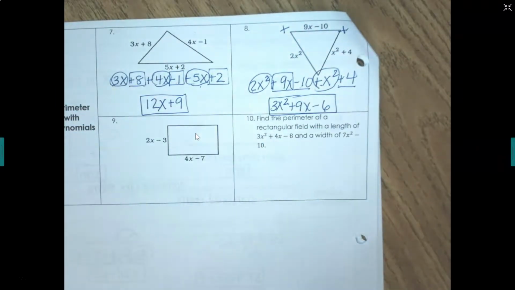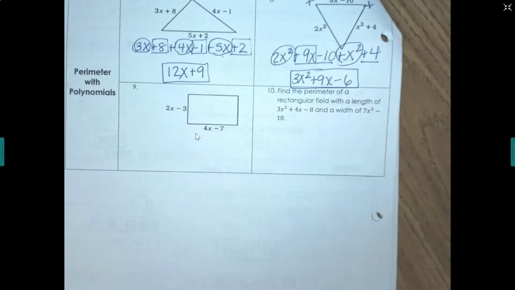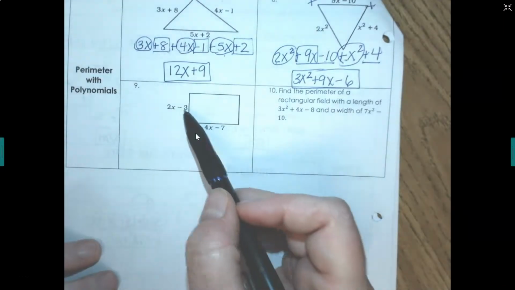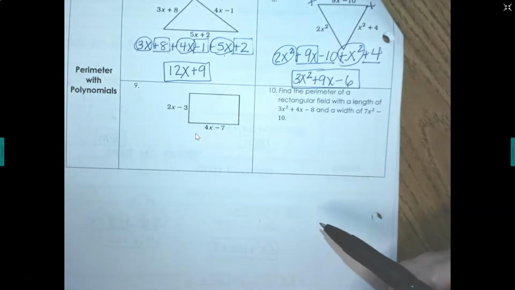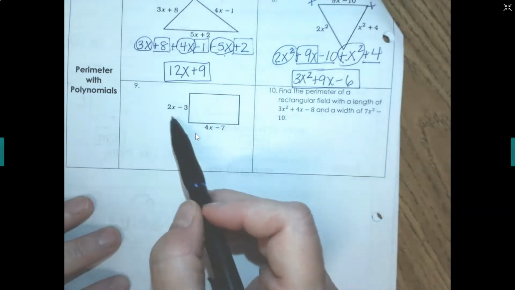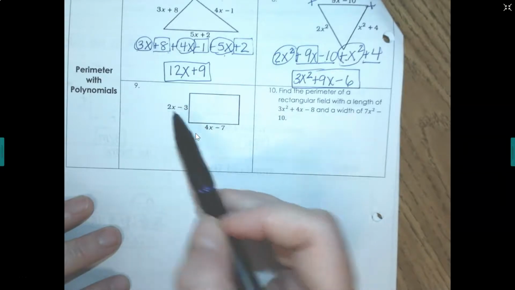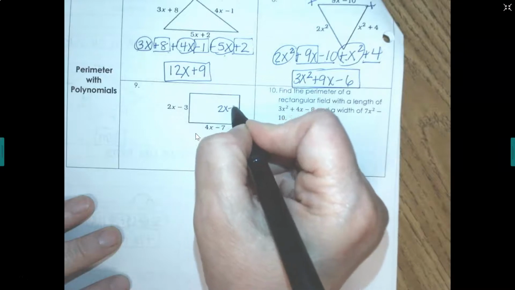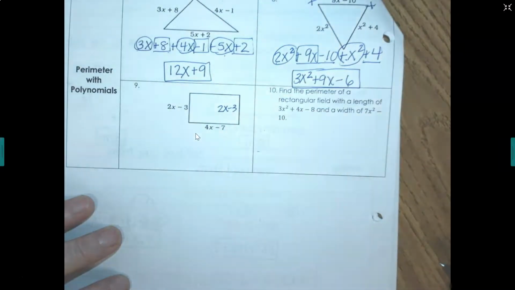Now, the next two are going to work the same. You just got to think about what it's telling you. So our first one, there's no words here, but we're finding perimeter because that's what our directions are saying out here. And I give you a rectangle. 2 sides are labeled. You have to remember that if we're talking about a rectangle, if 2x minus 3 is that left side, that means the right side is also 2x minus 3.